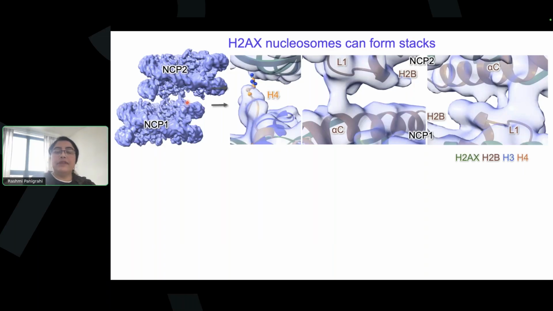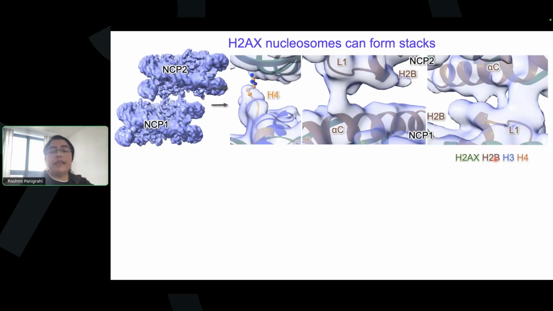So there are 3 kinds of interface, if you focus on this here. We have a histone-DNA contact, and the histone-DNA contact is made out of H4 histone and the DNA of NCP2. And then the 2 major contacts over here in the center are made by the H2B elements of NCP2 and the H2B elements of NCP1. And again, all the elements are color-coded here. As you can see, it is H2B.